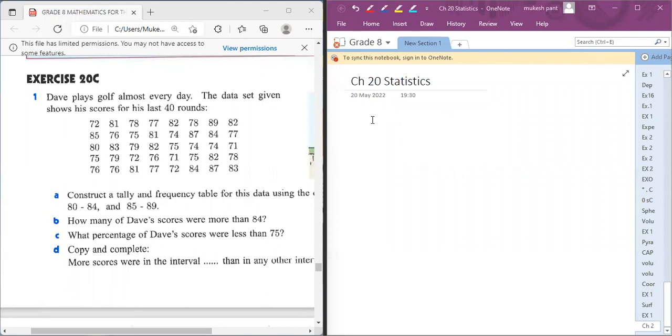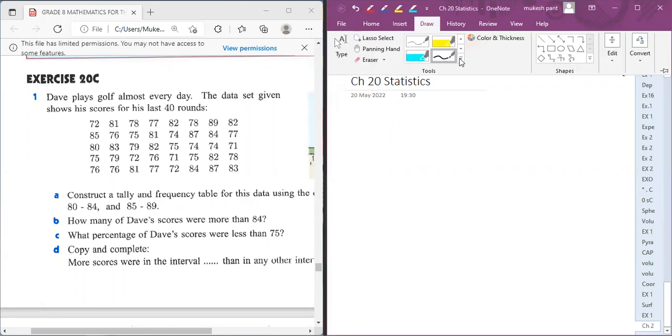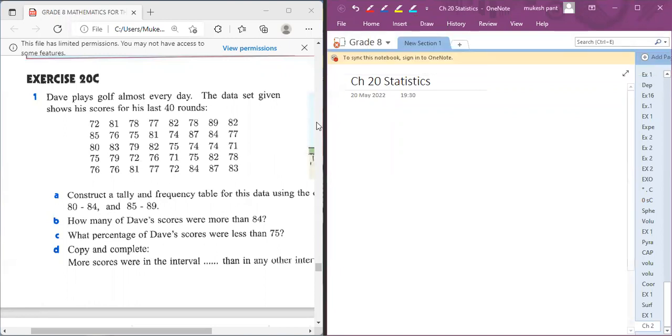So first of all, we have this question, and if you look at this exercise 20C, like any question we can take, suppose we are taking question number.